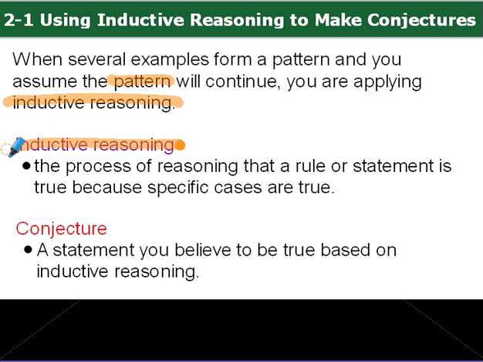So inductive reasoning is a process of reasoning that a rule or a statement is true because the specific cases are true. You've observed something, you think it's going to continue on. Based on that, you have your conjecture, which is a statement you believe to be true based on inductive reasoning. So based on what you've observed, that's what's going to happen.